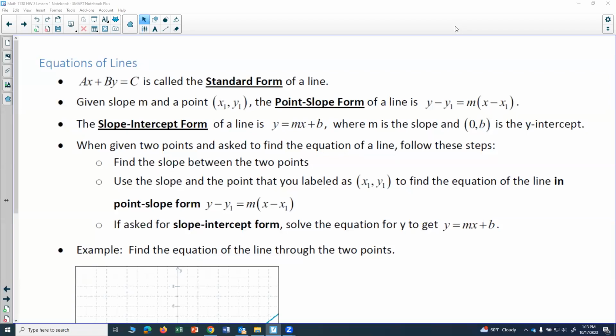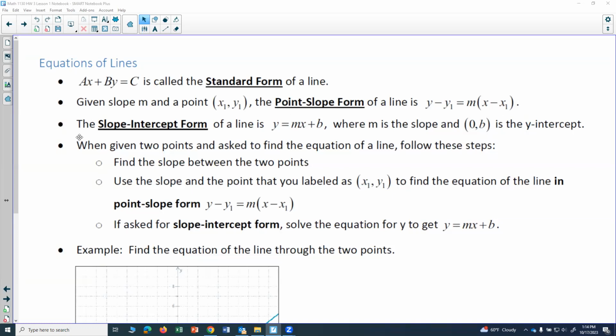In this video, we will explore equations of lines. The first form, ax plus by equals c, is called the standard form of a line. Given a slope m and a point (x1, y1), the point-slope form of a line is y minus y1 equals m, which is our slope, times (x minus x1).